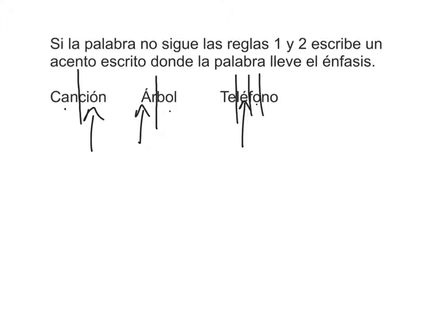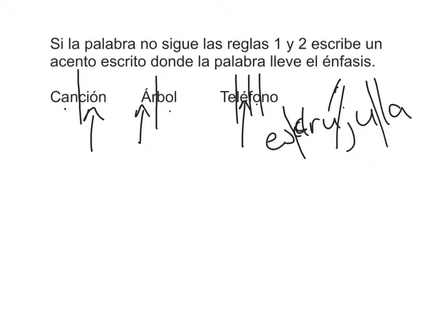And this word is called esdrújula. Okay? Esdrújula means it's got the stress on the third to last syllable, which is interesting to know also because the word esdrújula is an esdrújula. So it has an accent because when you divide the word by syllables, esdrújula, and then a vowel, stress is supposed to be on the A. However, when you say the word esdrújula, it goes up here, therefore you write a written accent.